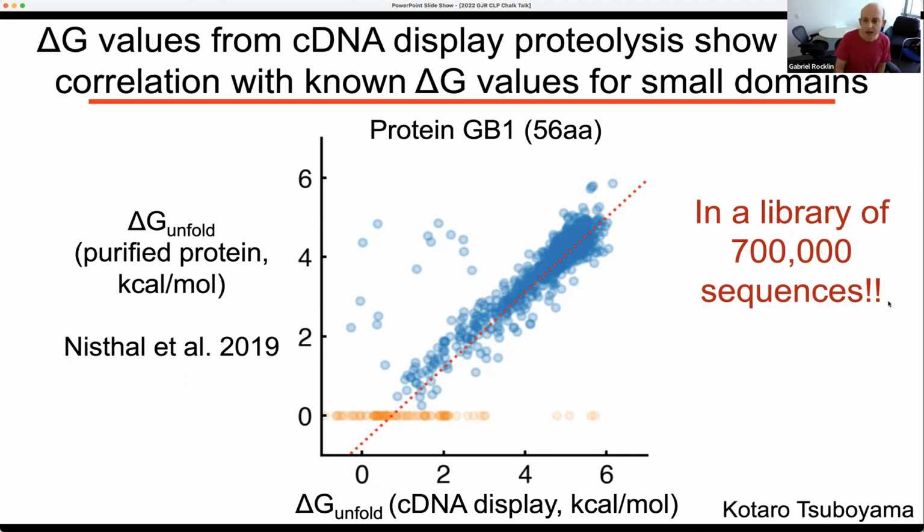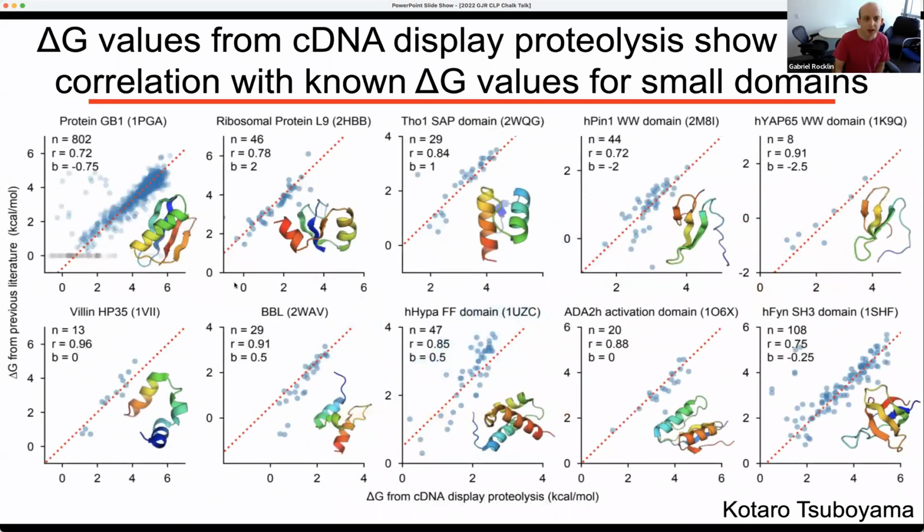But anyway, our data were measured in a library containing 700,000 different sequences. So the 1,000 sequences shown here were just a drop in the bucket of everything that was measured in this experiment. And the data wasn't just nice for this one protein, but for all the proteins that we looked at where there was previous stability data on mutants of that protein.